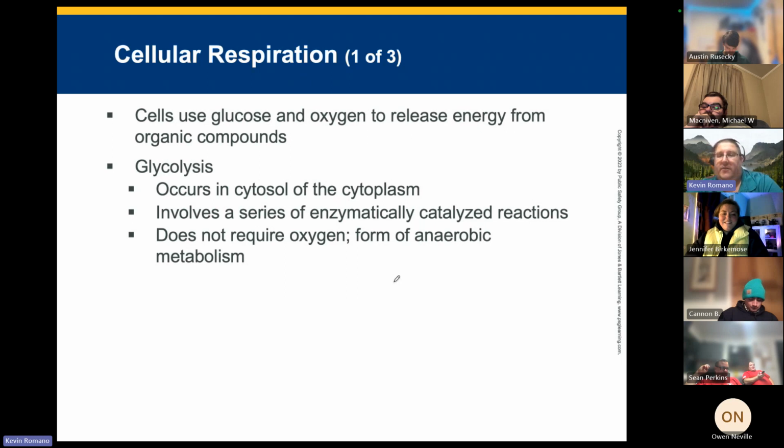So cells use glucose and oxygen to release energy from organic compounds. Imagine that, sugar and oxygen, two of the three things the body needs to stay alive. That's why we mentioned those three things. Glucose requires three types of reactions. One is glycolysis. Two is the Krebs cycle, otherwise known as the citric acid cycle. And the third one is the electron transport chain. Those are the three types of reactions that have to happen. With that, a result of cellular respiration is carbon dioxide.